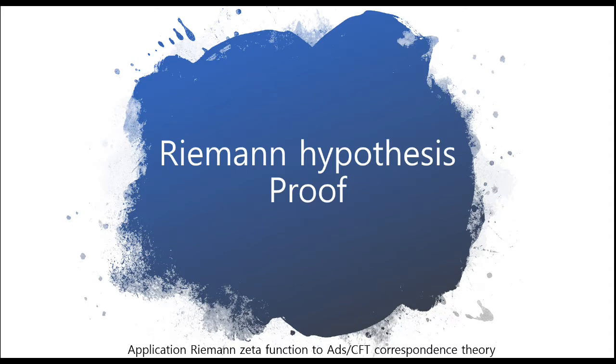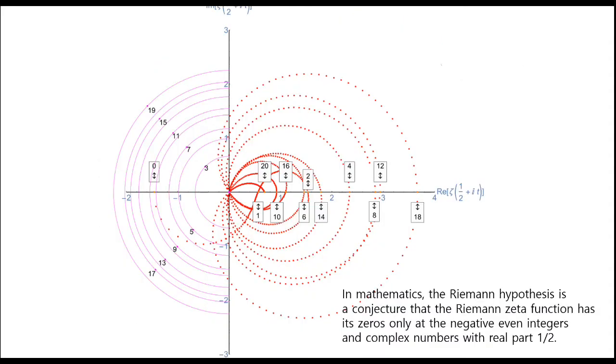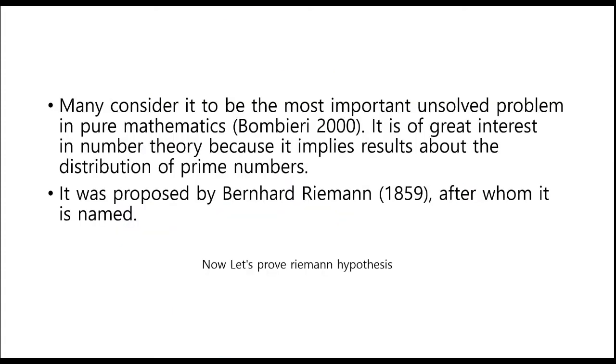Riemann hypothesis proof. In mathematics, the Riemann hypothesis is a conjecture that the Riemann zeta function has its zeros only at the negative even integers and complex numbers with real part 1/2. Many consider it to be the most important unsolved problem in pure mathematics. It is of great interest in number theory because it implies results about the distribution of prime numbers. It was proposed by Bernhard Riemann, after whom it is named.